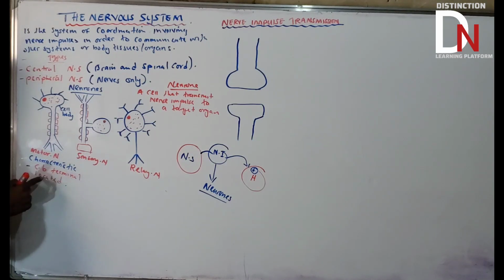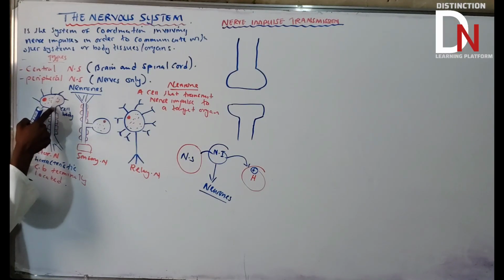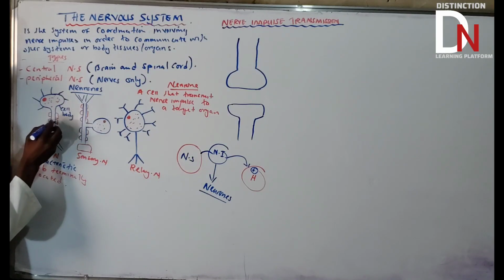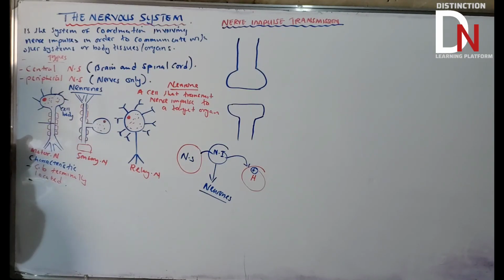Okay, cell body: terminal, or terminally located. So that's the first feature that you can see. What is the other one? Okay, let's try to identify another one. So you've seen this longer thing. It's more like a tube up to here. What do we call this part?